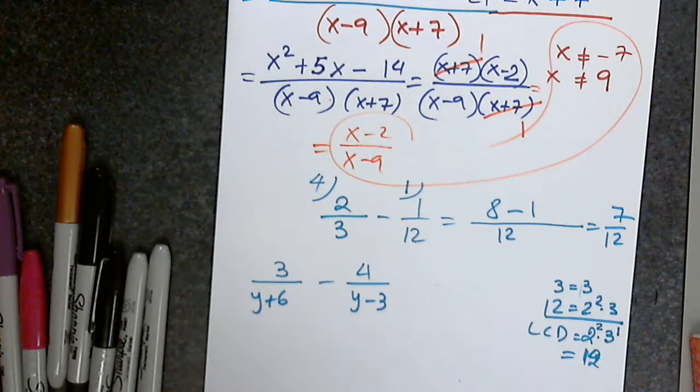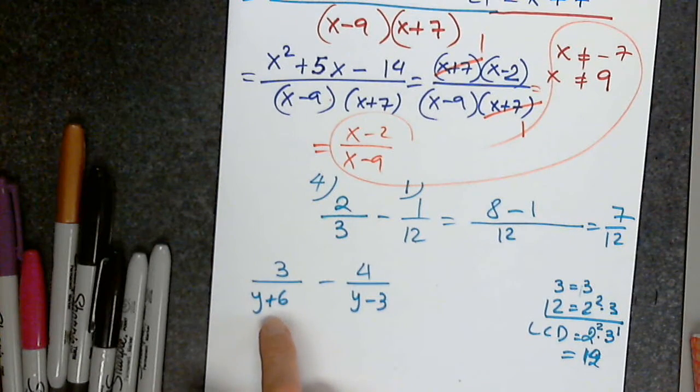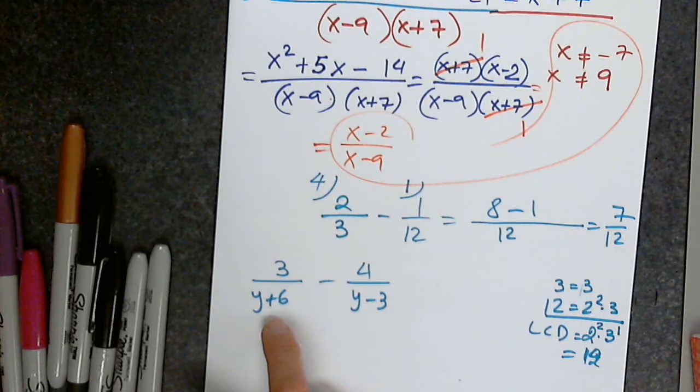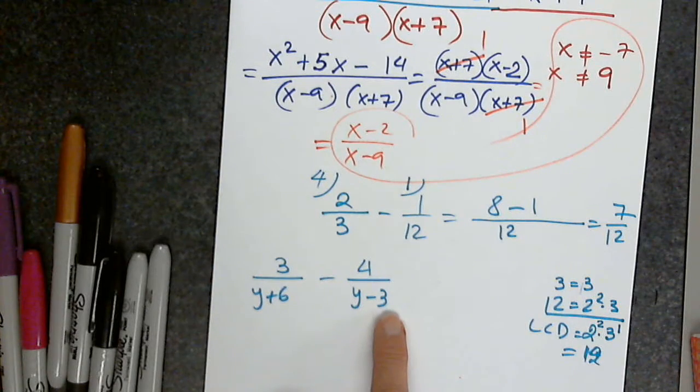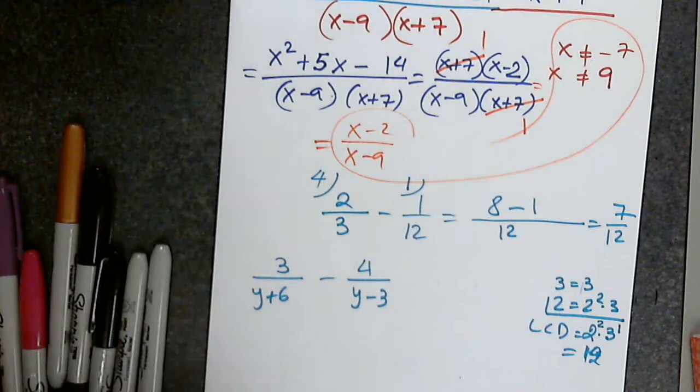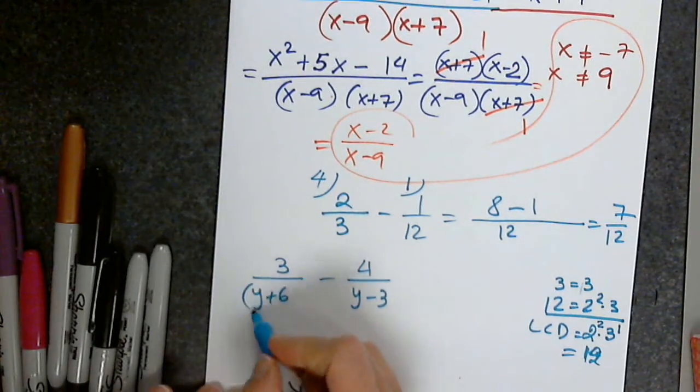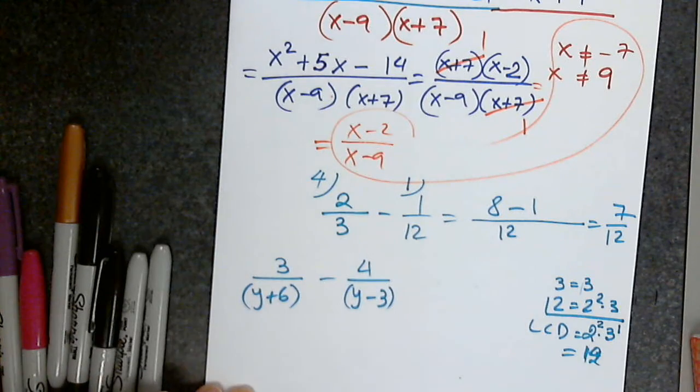First thing that I ask myself is, is y plus 6 fully factored? Can I factor anything? Yes, it's a linear expression. I cannot factor anything. y minus 3, linear expression. I cannot even pull out a 2 or a 3 or something. Nothing. So these two are already factored. This is one factor and this is the other.